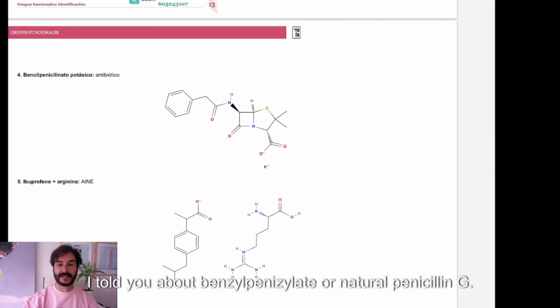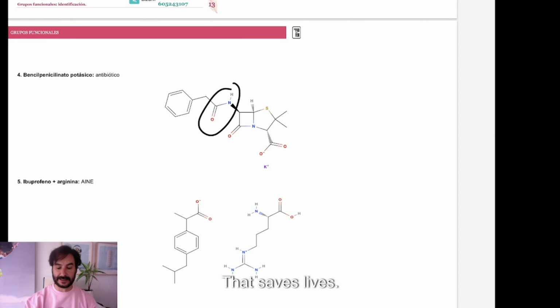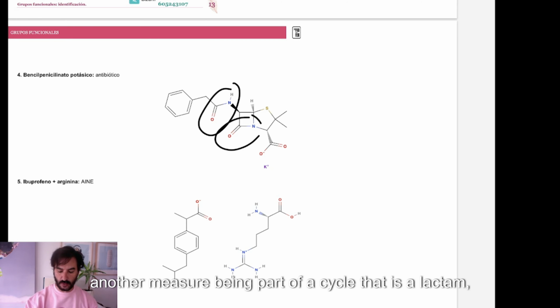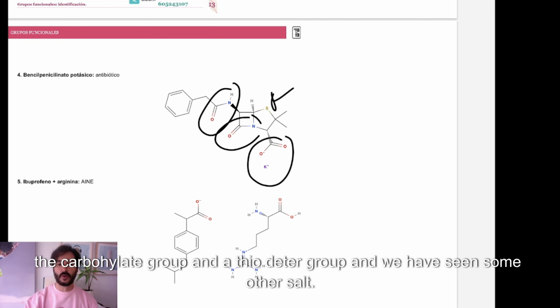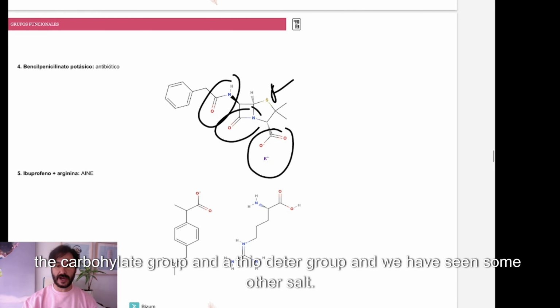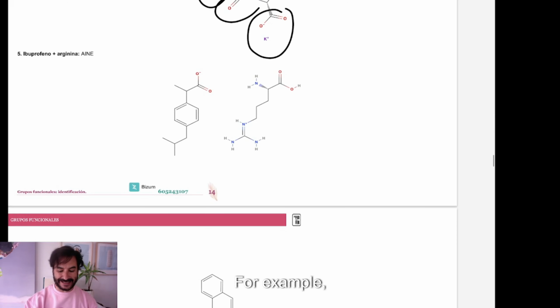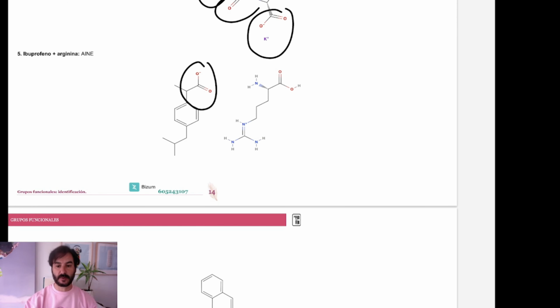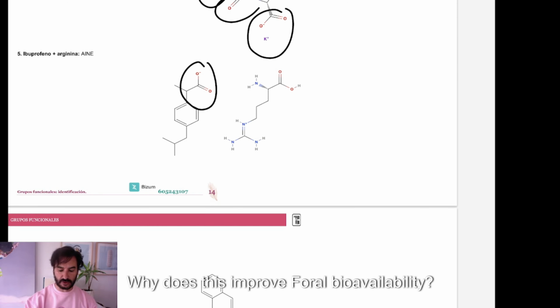Well, I told you about benzylpenicillin, or natural penicillin G. That saves lives. There you have one charge, another charge being part of a cycle that is a lactam, the carboxylate group, and a thioether group. And we have seen some other salts. For example, with procaine, I have told you about ibuprofen with arginine that improves absorption. You have it, I have explained a little. Why does this improve oral bioavailability?